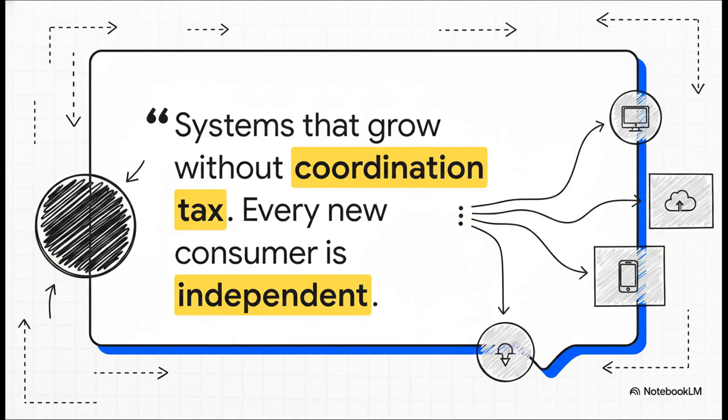And that brings us to the core takeaway. Let this quote sink in. The observer pattern is how you build systems that can grow without coordination tax. Every new consumer is independent. Every new producer is unaware. That right there, that is the absolute foundation of truly scalable architecture. It is what makes it economically viable to add brand new features to your system without breaking what already works.